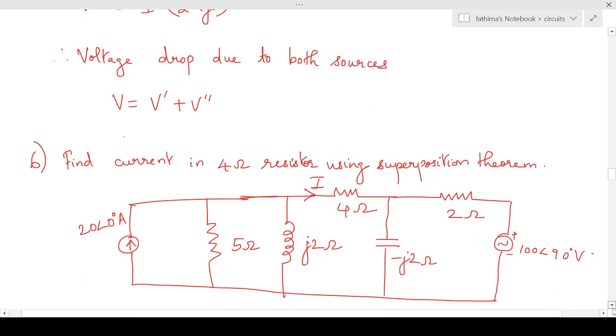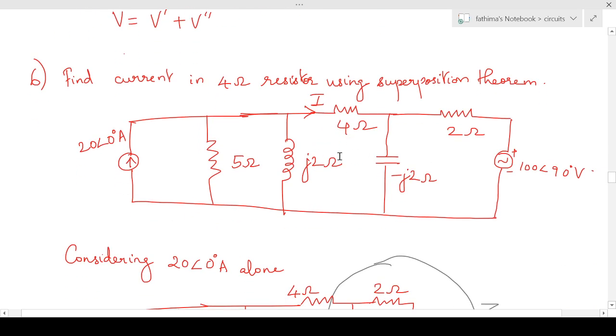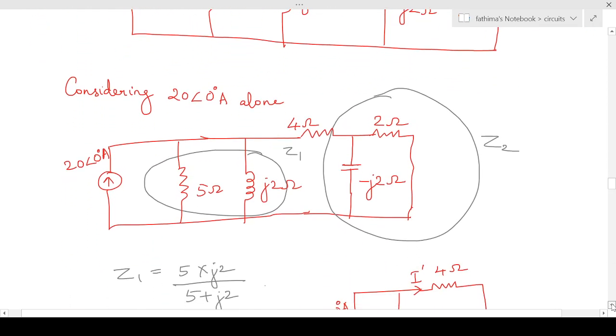Now we'll move on to the next question. We are asked to find the current flowing through this 4 ohm resistor. First we'll consider this particular current source acting alone. We'll set this voltage source equal to 0. So our figure will be like this, and the current flowing will be I dash, with the 20 angle 0 degree ampere current source acting alone.